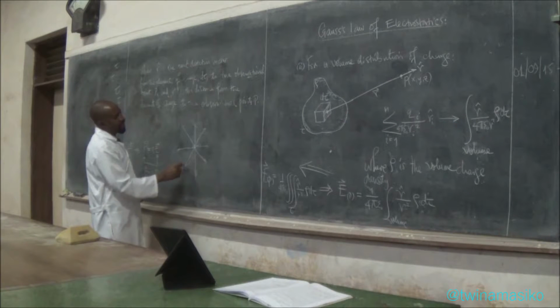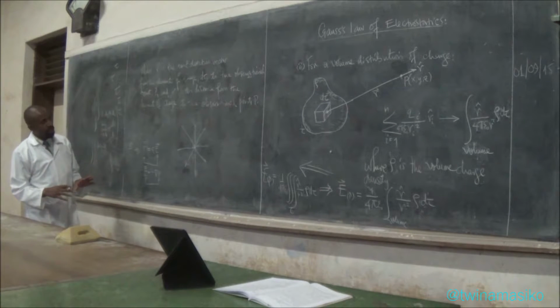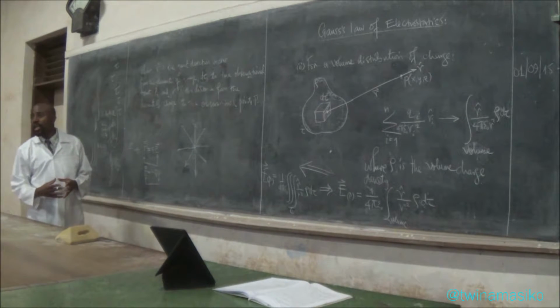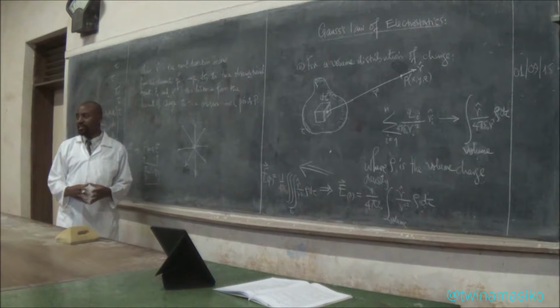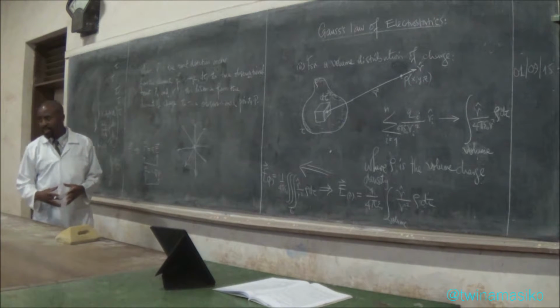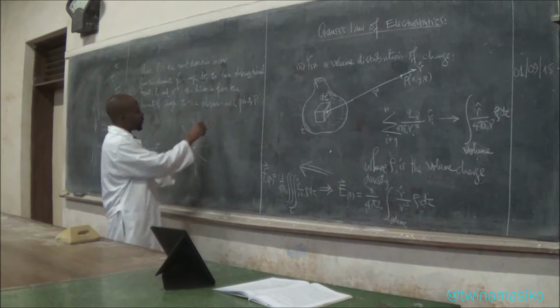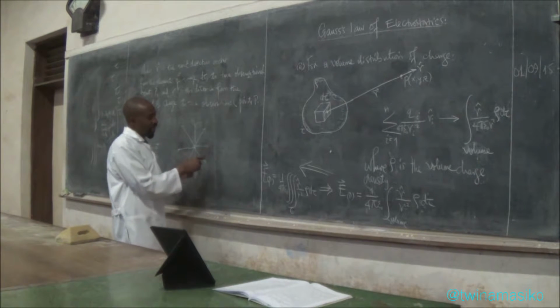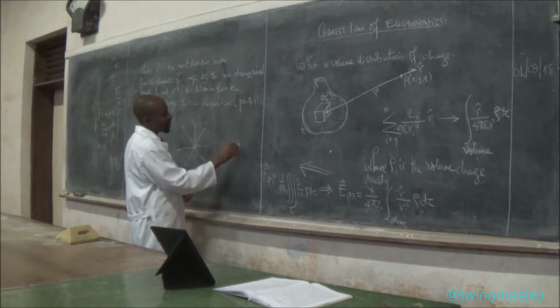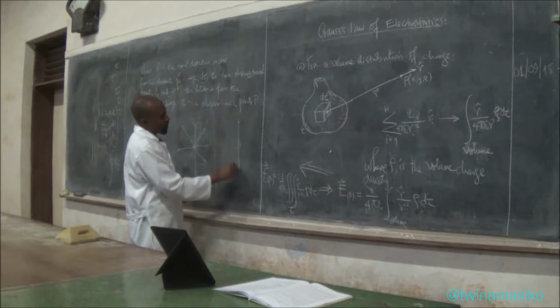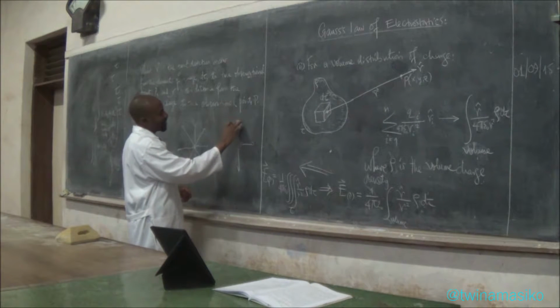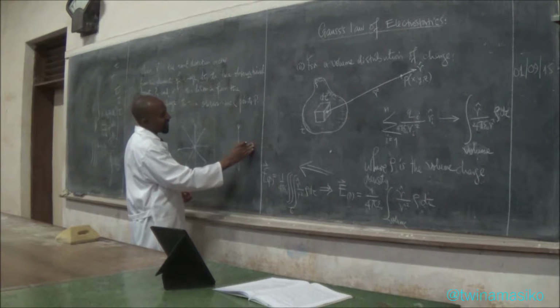In electricity and magnetism, you were told that positive charges are sources and negative charges are sinks. So, assuming these are not so near each other, we will have the negative charge producing the field lines inward. So, this is a sink.